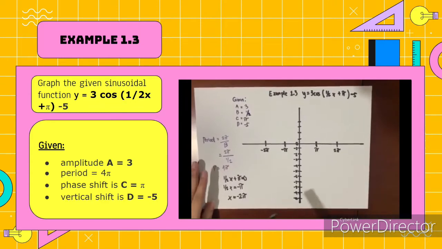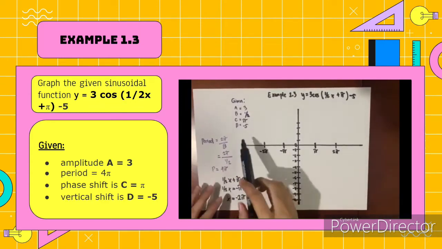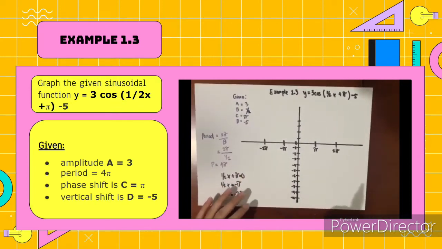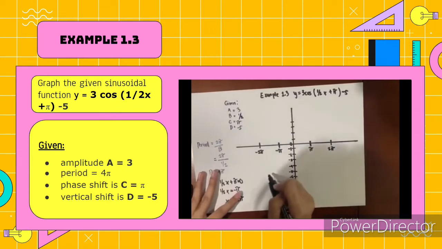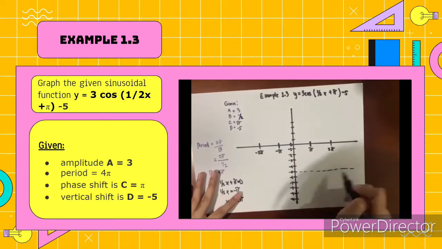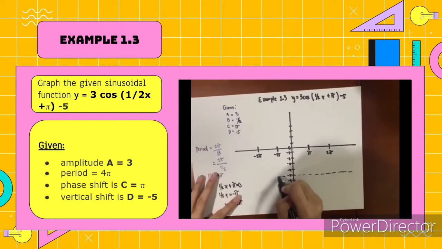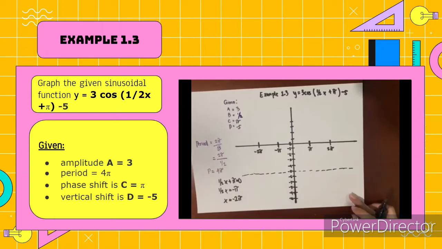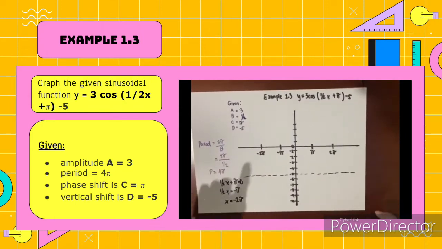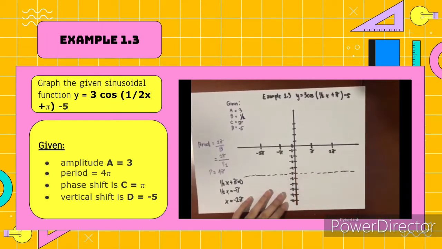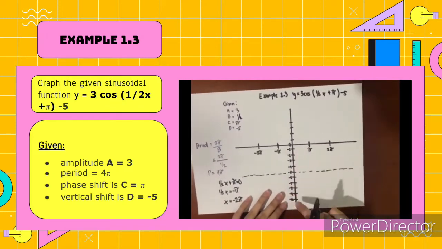Ang first step ay hanapin mo na yung midline, or sinusoidal axis. Since ang vertical shift natin ay negative 5, ang midline natin or yung sinusoidal axis natin ay nasa negative 5. Yan, ito na ang midline natin. Ang amplitude natin ay 3. So, starting from negative 5, count 3 pataas and count 3 pababa.